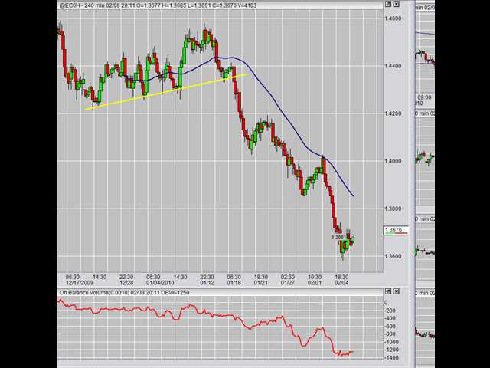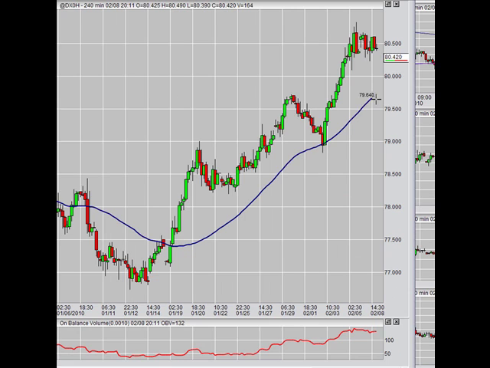But notice the space between current prices on the 4-hour chart and the 50 MA. I'm trying to get as much price action here. The dollar, same thing, lots of space between the moving average. So the trend is still up on the dollar, but it is getting some resistance in this 80.5 level.